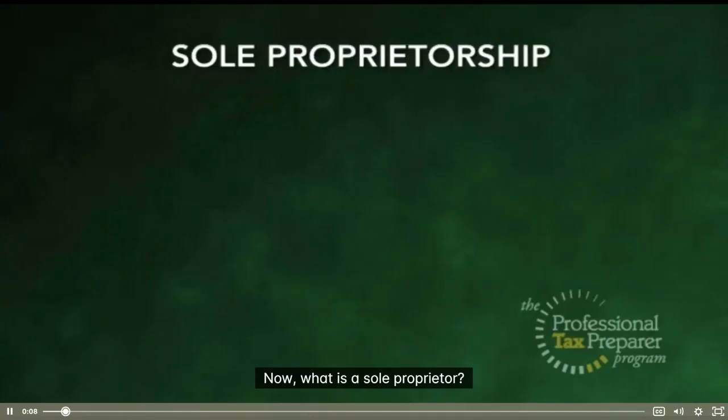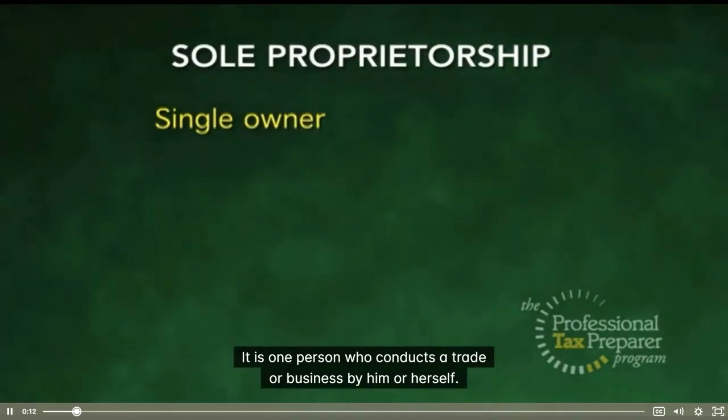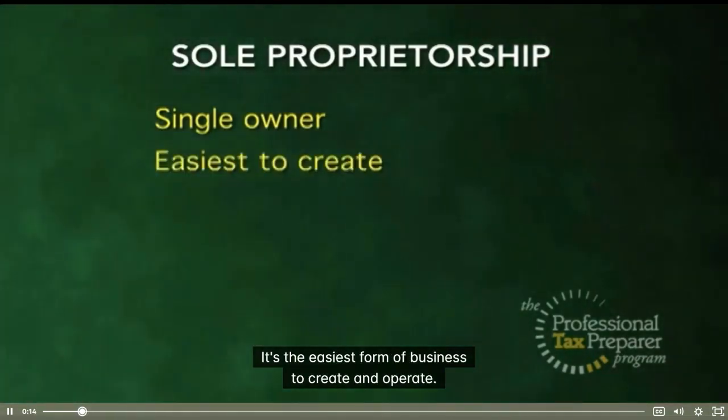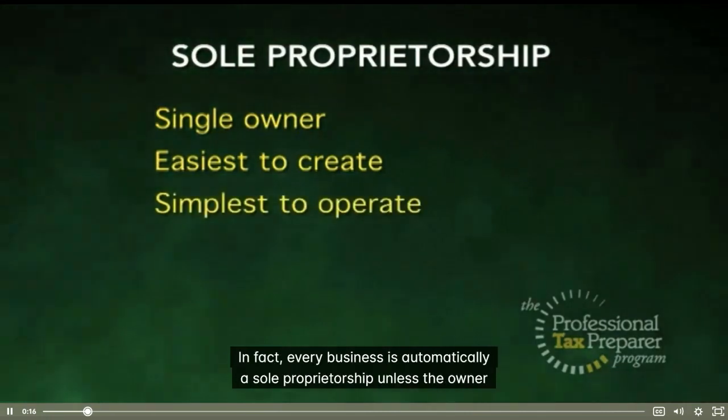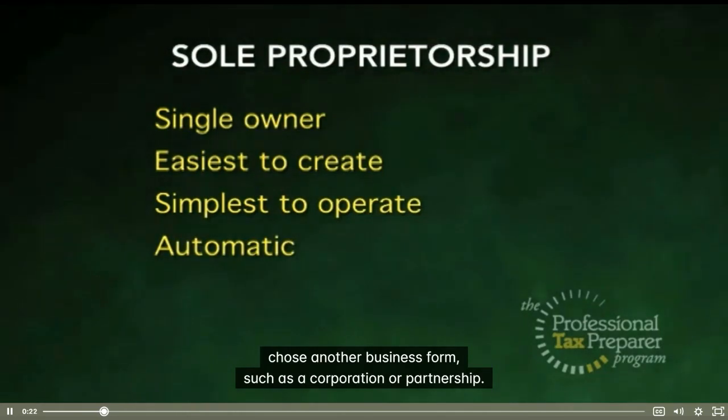What is a sole proprietor? It is one person who conducts a trade or business by him or herself. It's the easiest form of business to create and operate. In fact, every business is automatically a sole proprietorship unless the owner chose another business form, such as a corporation or partnership instead.